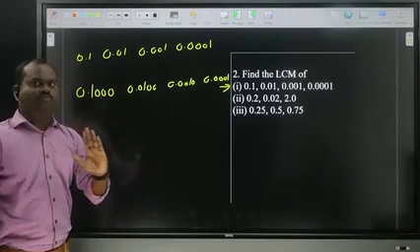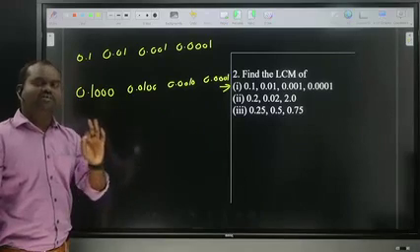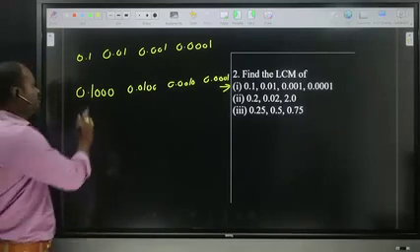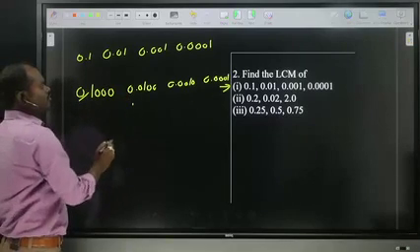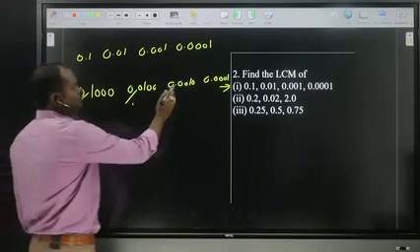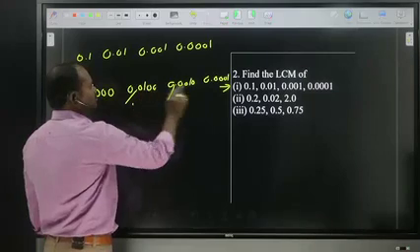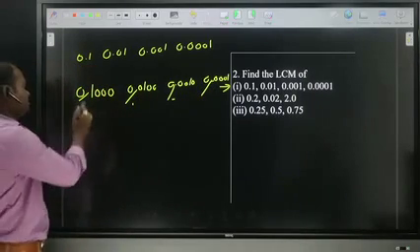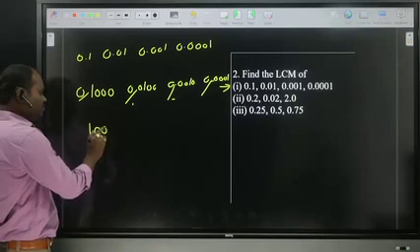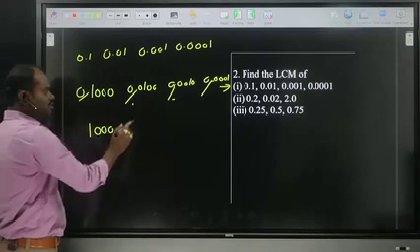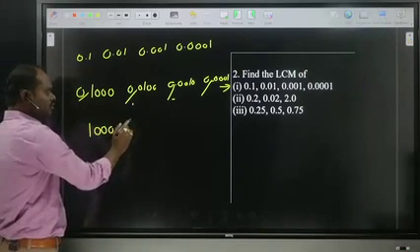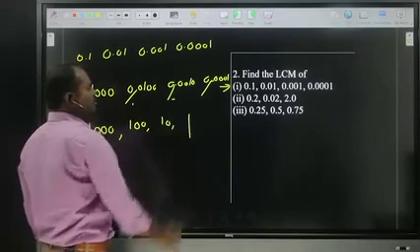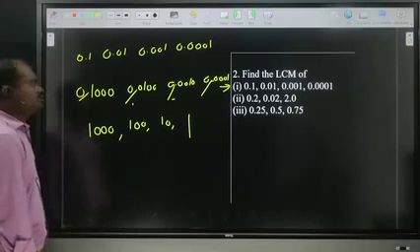Whenever all become equal, then we can cancel the point. We can remove the point. If you remove the points, what is the number balance here? 1000. Here, for these zeros no value, 100. Here 10. Here 1. Okay.